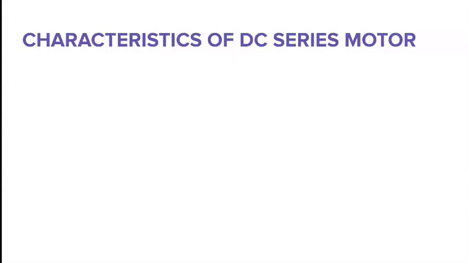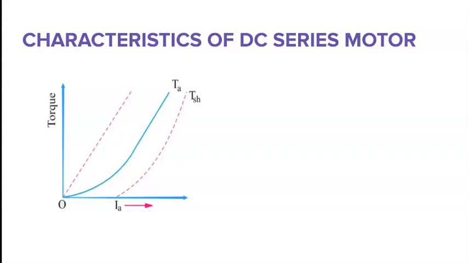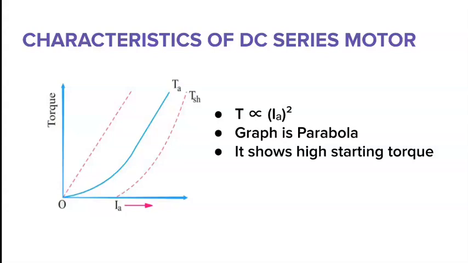First, we go through the characteristics of DC series motor. The first characteristic is torque versus armature current. Please look at the solid blue line. This blue line has been drawn based on the equation torque is proportional to Ia squared. And you can see the graph is a parabola. What does it mean, graph is a parabola? It shows it has a very high starting torque, which is a most desirable property of a traction motor. Now let us go to the next characteristic.